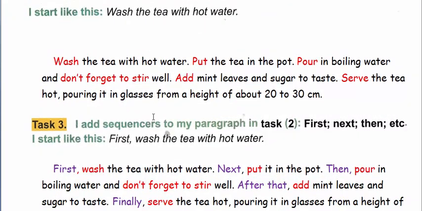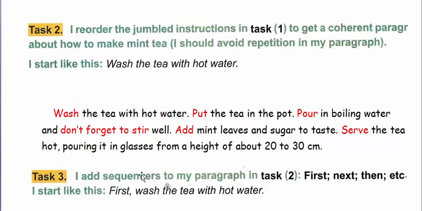So let's move to task 3. Add the sequencers to my paragraph. So this is the paragraph. It's coherent. It's in correct order. What is left? What's missing in this paragraph? Since they are instructions, you should use the sequencers. So this paragraph is missing sequencers. I add sequencers to my paragraph in task 2, which are first, next, then, finally, okay, etc.